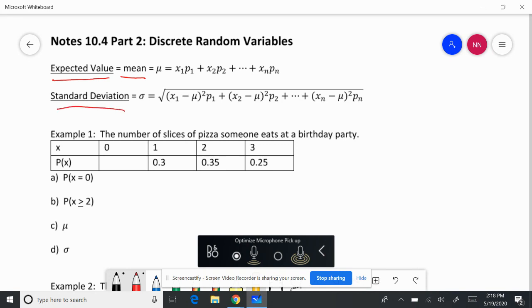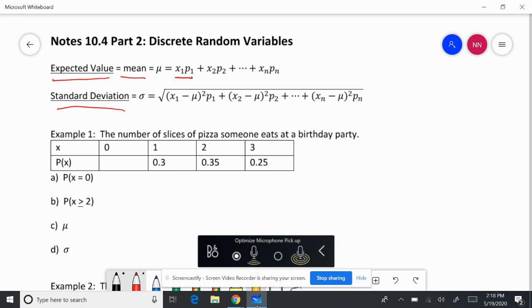With both of these, what we have is a formula. In order to find our expected value or mean, what we do is we take our x value times the probability. And when we're looking at a table, we have our x value and the probability. So in this case, the x value is 1, the probability is 0.3. We do that for each of the different x values and probabilities, and then we add them all up, and that gives us our mean.